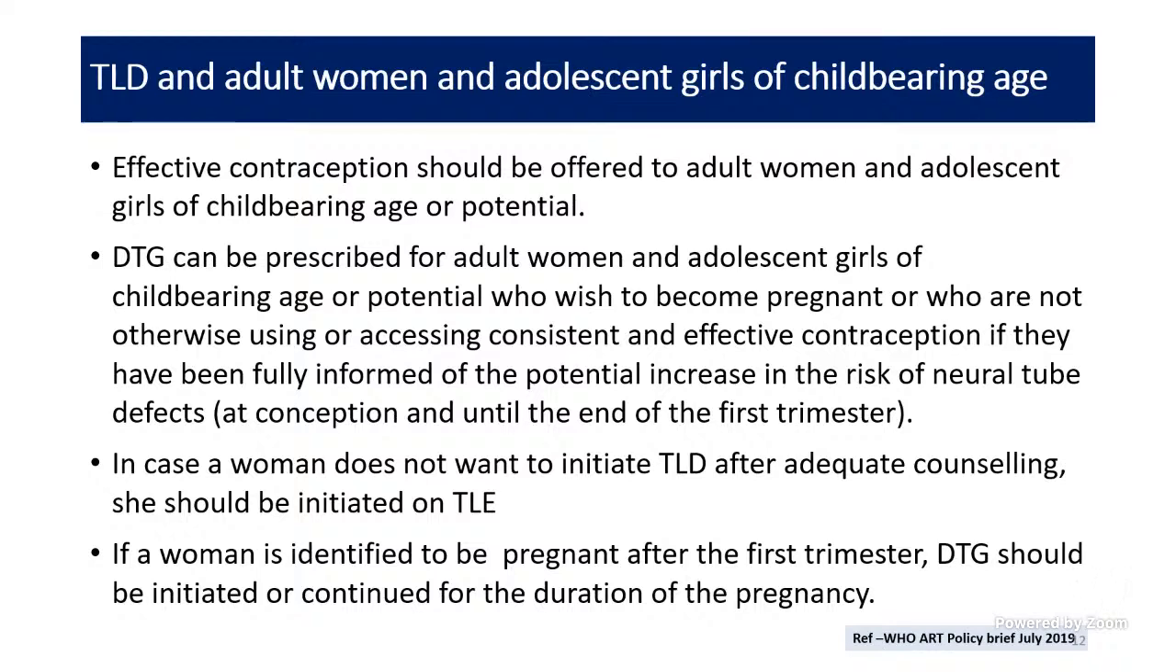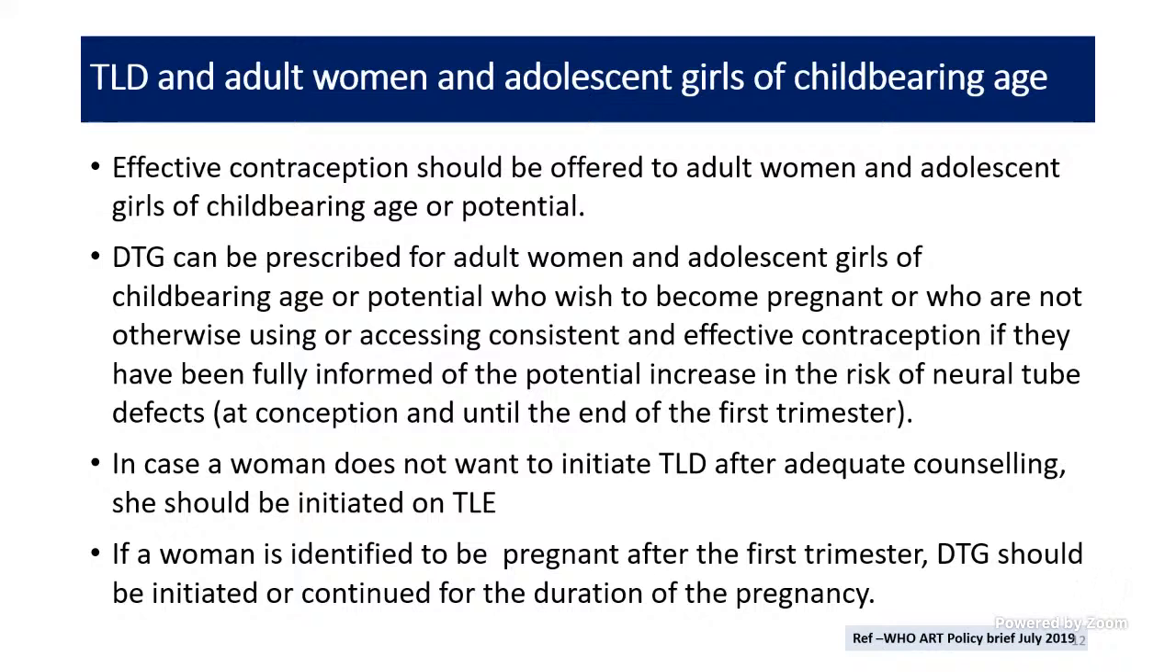Now, as I said, that neural tube defect is a serious issue. We know that anencephaly, spina bifida, meningocele, meningomyelocele, that is the defects of the brain and the spinal cord, these appear. And if a woman, after counseling, does not want to take that 0.3% risk, that is three in 1,000 chances of having the defect, as a mother, she doesn't want to go for that risk. Surely we will not initiate dolutegravir in that mother. We will continue with efavirenz as her first line regimen.